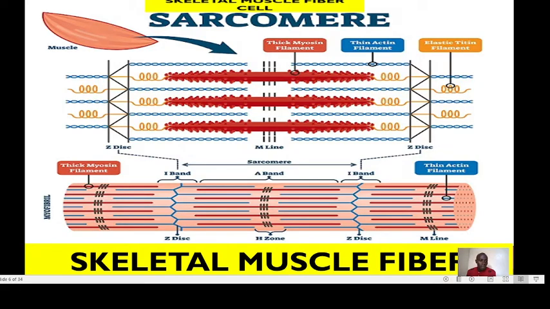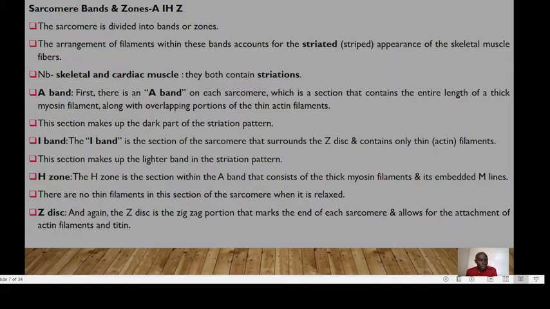Then the myofibril having the thick myosin filament. We have the Z disc, the H zone, and the M line, the one that helps as a shock absorber. So you find that the sarcomere normally is divided into bands that we have shown, and the arrangement of these filaments within these bands accounts for the striations, so that we say skeletal muscles are striated fibers. Remember, together with cardiac muscles, they share one characteristic where they both contain striations.